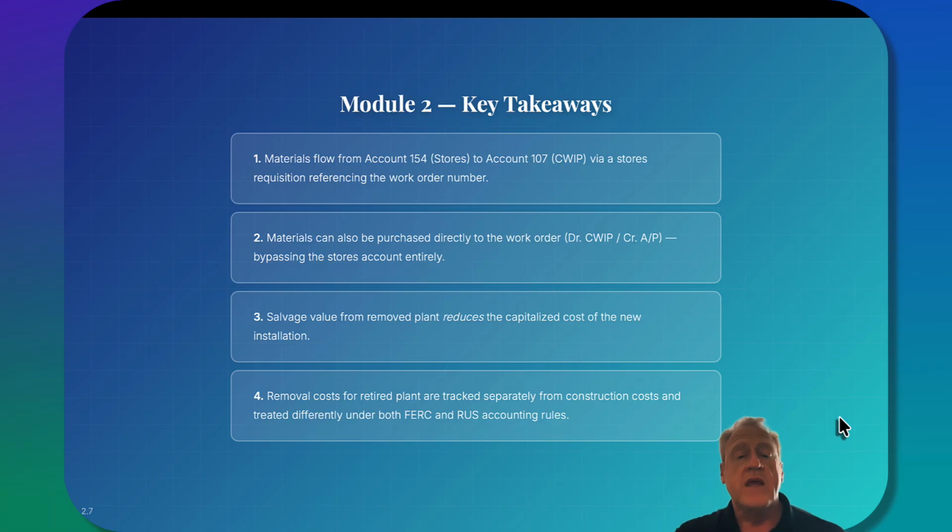You would do that. Salvage reduces the capitalized cost of the new installation, and cost of removal are retirement costs, not new capital costs. Although I would say it's about 50-50 on whether we record those as retirement costs versus capital costs. And so with those takeaways, we've covered the materials part of our project 2024-412, and we'll see what happens next.